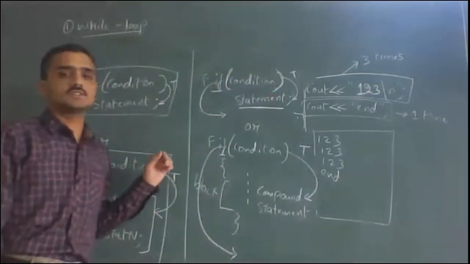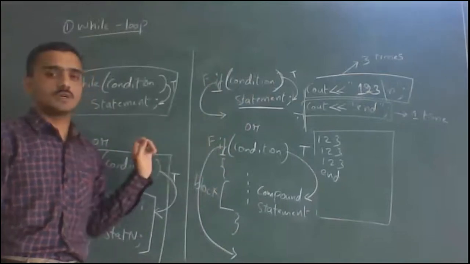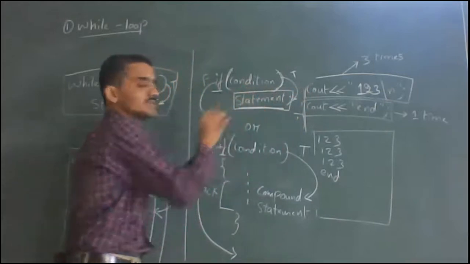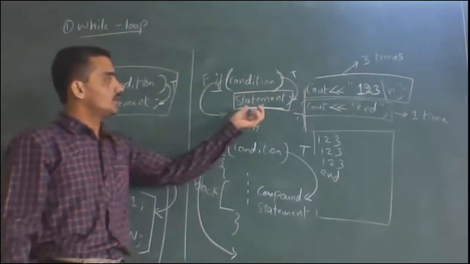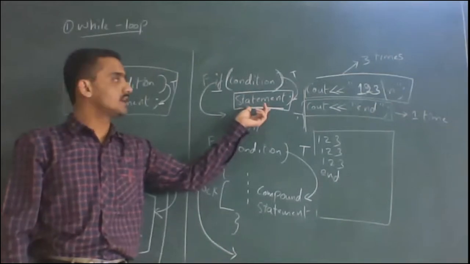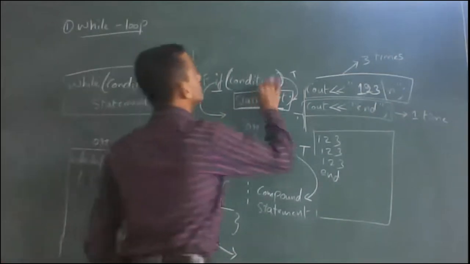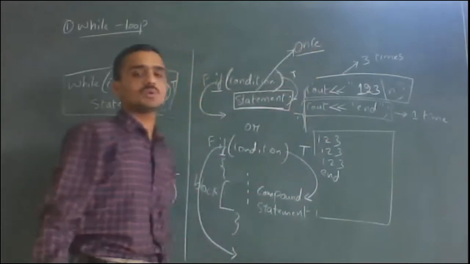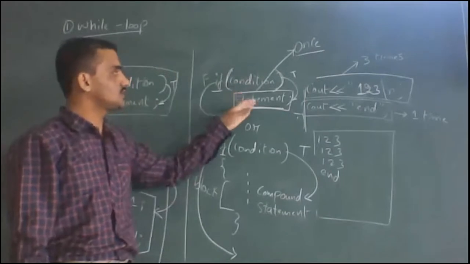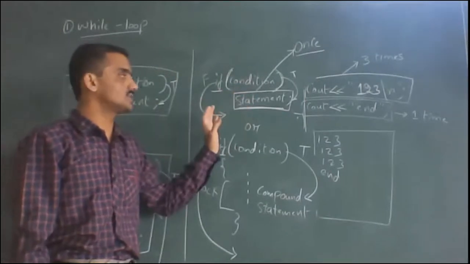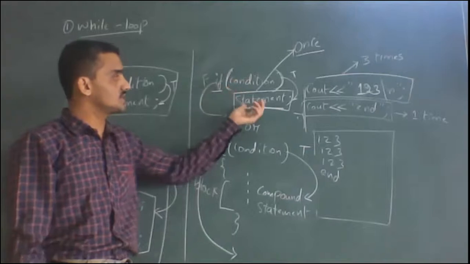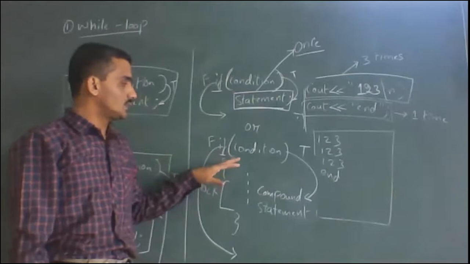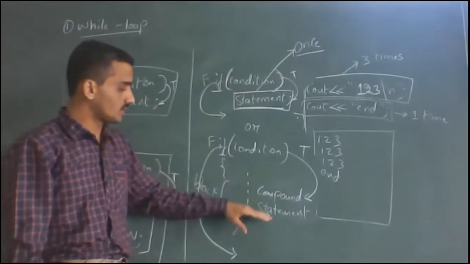Now I will tell the difference. In case of an if condition, what happens? When this particular statement is executed, try to understand here, it is a very, very important concept. When this statement is executed, it will execute only once. It will execute only once, not more than once. If the condition is false, it is not executed at all, so it is executed zero times. But if the condition is true and the statement is executed, it is executed only once. In this case also, this complete block is executed once.